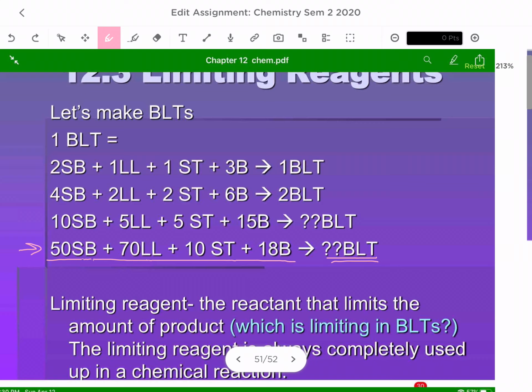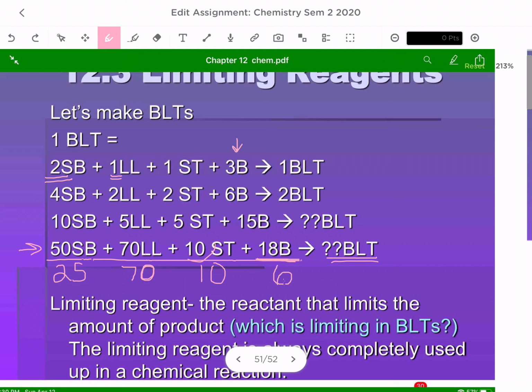From the 70 leaves of lettuce, I only need 1, so I could actually make 70 sandwiches from that ingredient. 4 slices of tomato, I only have 10. Like, let's say I only have 1 tomato total. I can make 10 sandwiches. But my 18 bacon right here, if I look at that, I need 3 for each sandwich, so I can only make 6 BLTs here.